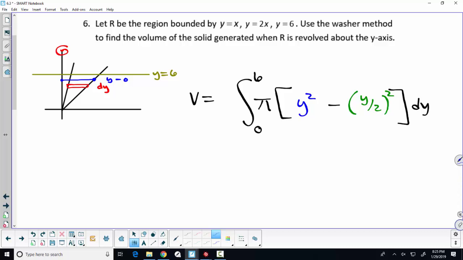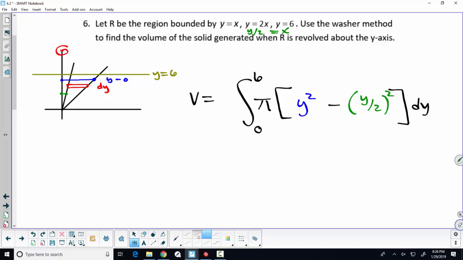The inner radius from the axis of revolution to the function closest to it. So that's our small radius, if you will. Again, distance right minus left. That function is y equals 2x, but we needed x equals. So this function here, y equals 2x, is y over 2 equals x. So that's our radius, y over 2. Inner radius squared, y over 2 squared.